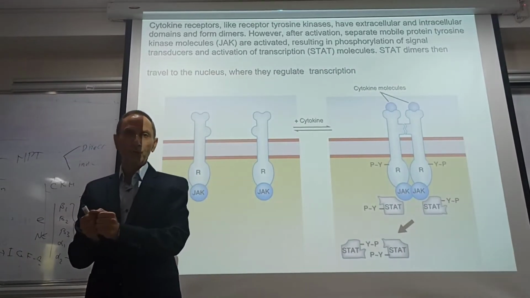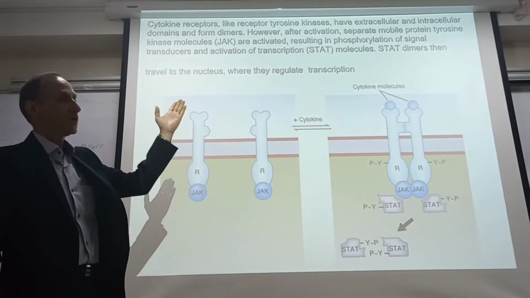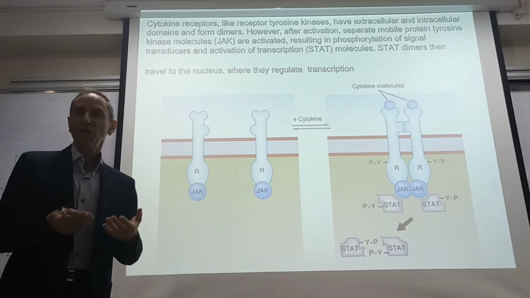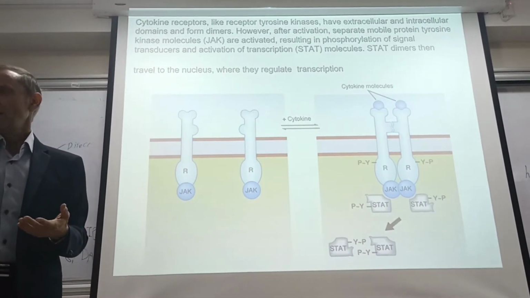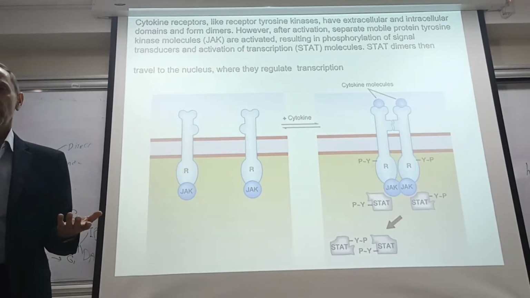STATs can move to the nucleus. And then we have transcription. We have production of messenger RNA, then translation, then proteins, special proteins.